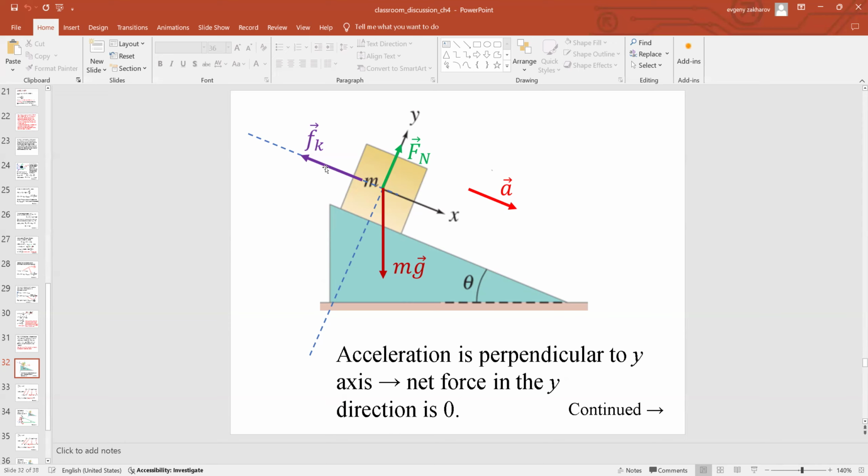Friction. Friction is always opposite to the direction of motion. If motion is downhill, then friction is uphill. And normal force, once again, see how normal force is very tricky? Normal means perpendicular. Perpendicular to what? Perpendicular to the surface that it travels across. So if the surface is inclined, then the normal force is also inclined. It's not vertical. It is perpendicular to the surface.